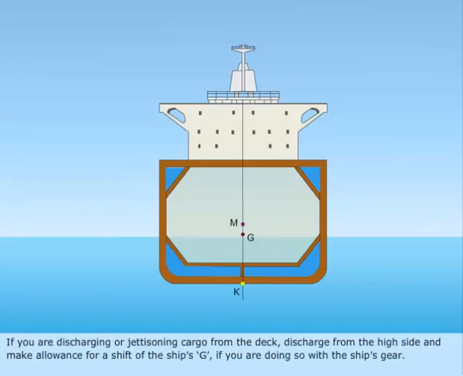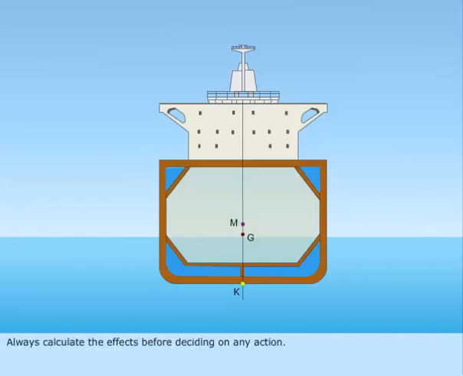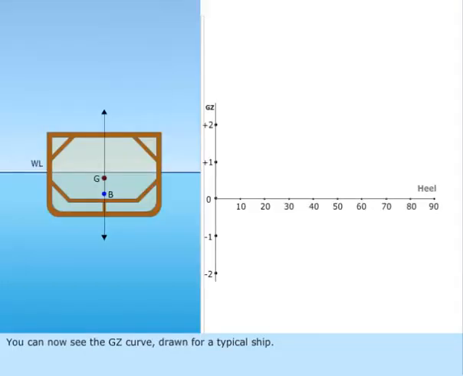If you are discharging or jettisoning cargo from the deck, discharge from the high side and make allowance for a shift of the ship's G if you are doing so with the ship's gear. Always calculate the effects before deciding on any action. You can now see the GZ curve drawn for a typical ship.